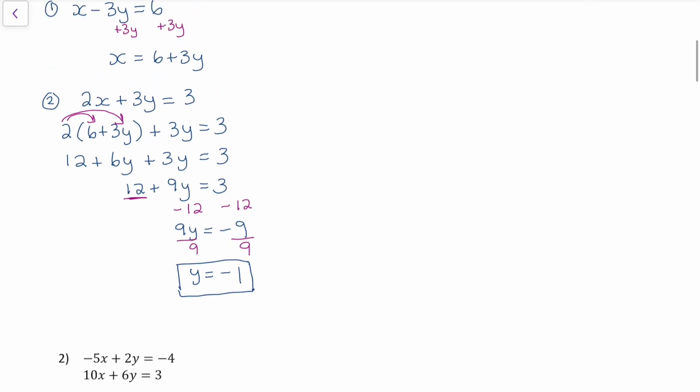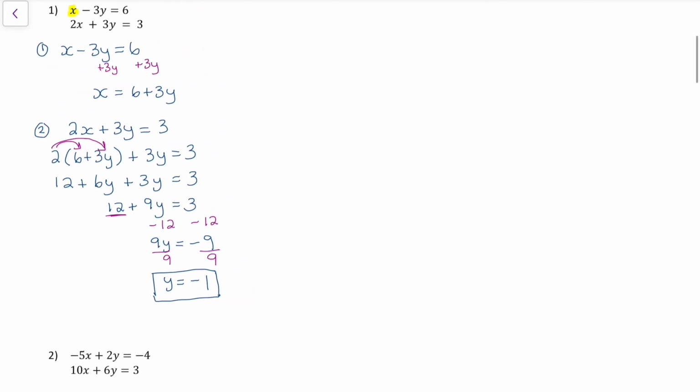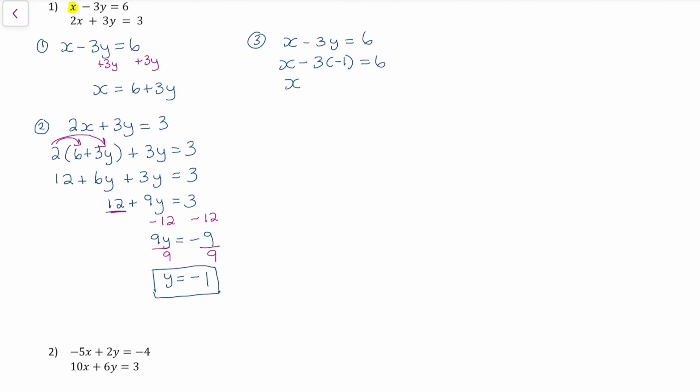Okay, so now I have my y, and I can solve for x. Doesn't matter which equation you use here. I'm going to use the equation I used in step 1. And I'm going to substitute y equals negative 1 in this equation and solve for x. x plus 3 equals 6. So I'm going to subtract 3 from both sides, and I get x equals 3.